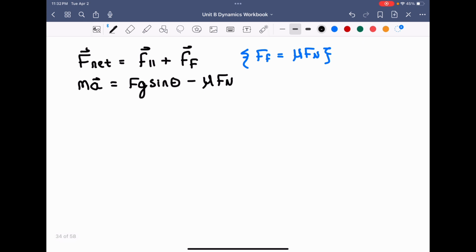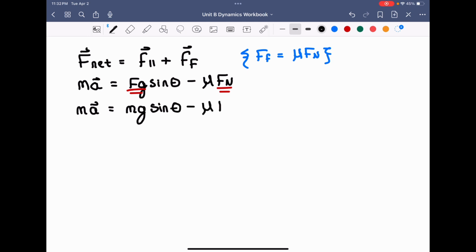Now, I'm not satisfied with this yet. What I want to do is underline this part here. Fn, we can do a substitution with this. Mass times acceleration is equal to, and same with here, I'm actually going to underline this piece here. Fg can have a substitution. Fg is equal to mass times gravity, sine theta, minus mu.